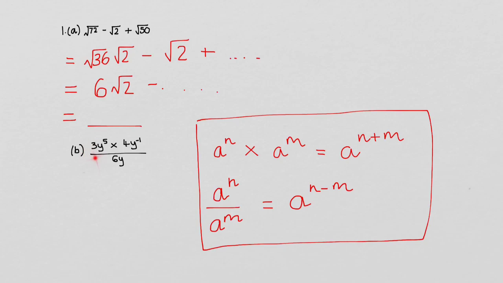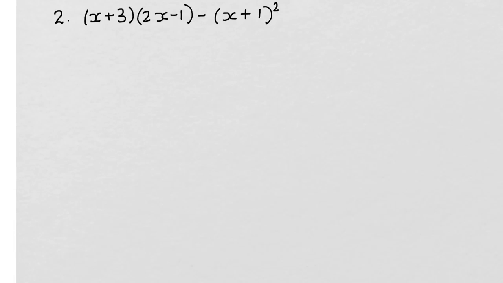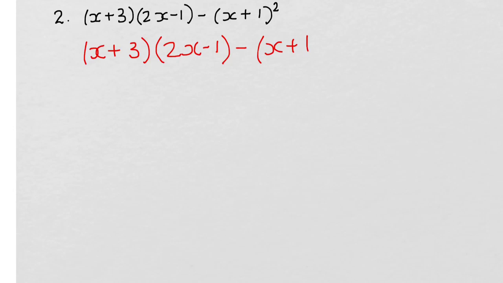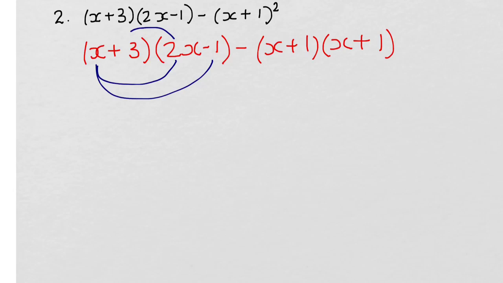Please remember, you also need to multiply your 3 and 4 and then divide your answer by 6. For part 2, you just need to multiply out the brackets and simplify. So you are going to multiply everything in that bracket by everything in those brackets. And then you're going to do the same with x plus 1 squared. Remember, x plus 1 squared is the same as x plus 1 times x plus 1. So again, you're going to do x times 2x, x times negative 1, and then 3 times 2x, 3 times negative 1, and then the same for this side, for these brackets here, and then collect like terms to simplify.